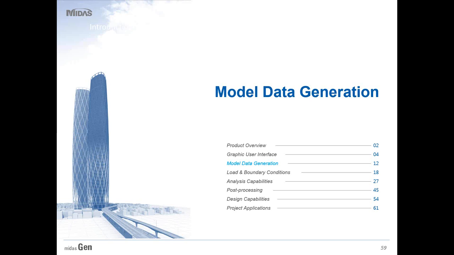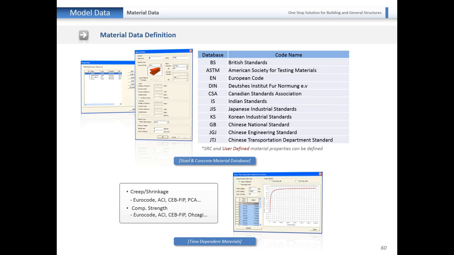In terms of model data generation, let's talk a bit about that. The software provides a vast database of materials from different standards around the world, so those can be checked and chosen directly if we don't want to work with user-defined ones. The software also fully supports creep and shrinkage as well as compressive strength, so all sorts of time-dependent properties for the materials are supported.